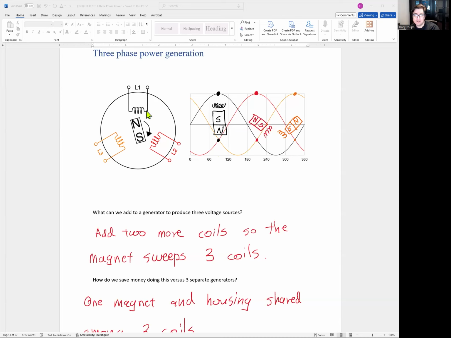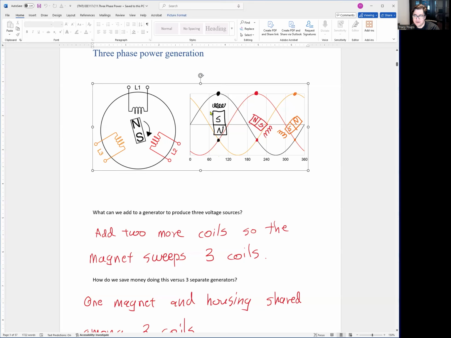Okay. So how does a three-phase generator work? Well, what can we add to a single phase, a regular generator, to produce 3 voltage sources? Add 2 more coils. So the magnet sweeps 3 coils. So notice we got the original one, L1. Now we put a second and a third one. And now this magnet is sweeping across 3 coils simultaneously.